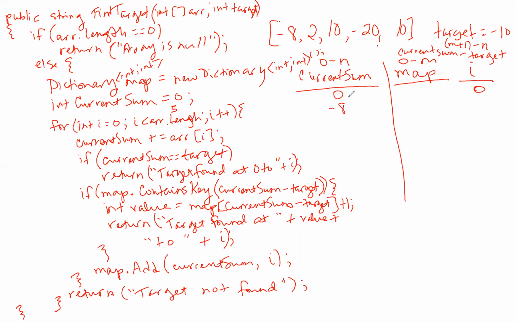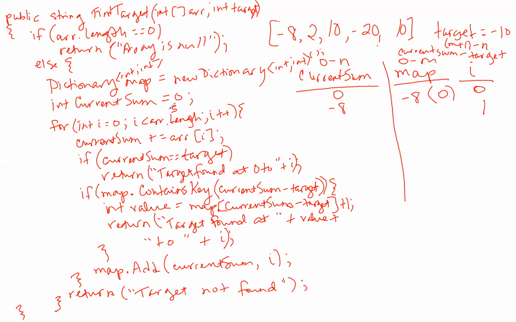And we go in. If current sum equals target, okay, -8 does not equal -10. Then we look and we see if the map has current sum minus target, which -8 minus -10 is 2. Map does not have 2 as its key, which means that it's not in the map yet, so we need to add it to the map. So we get down here to map.add current sum, and it is going to add 0. And then we come down and go i++. So i is now 1, 1 is less than 5.